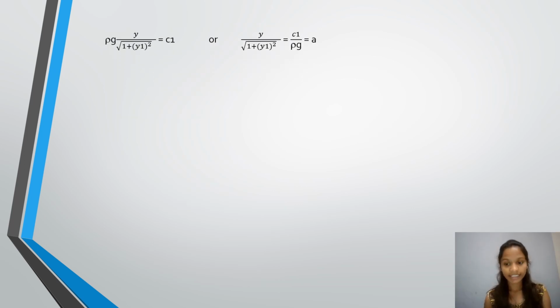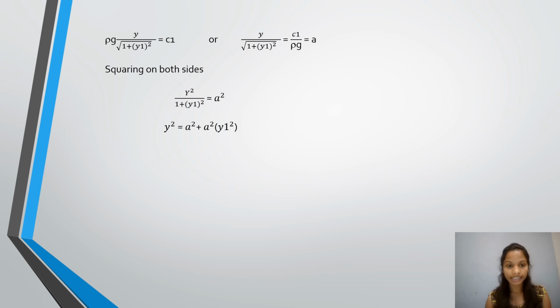By simplifying the above equation, we get rho into g into y divided by root of 1 plus y dash square equals c1. Or we can write this equation as y divided by root of 1 plus y dash square equals c1 by rho into g, where c1 by rho g is considered as a. Then squaring on both sides, we get y square divided by 1 plus y dash square, because when we square, the root gets cancelled, equals a square.